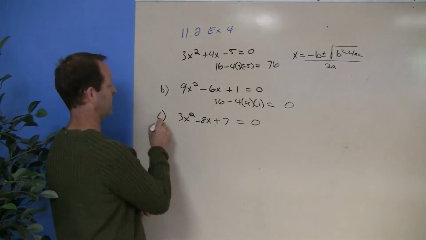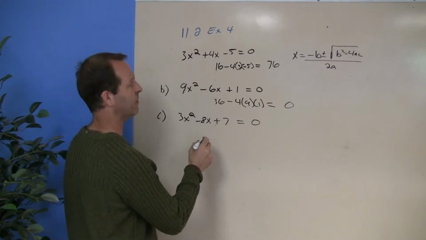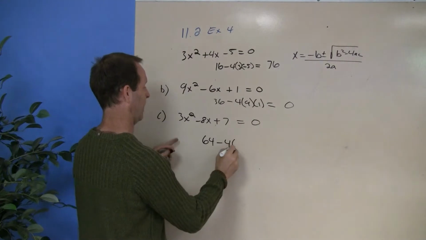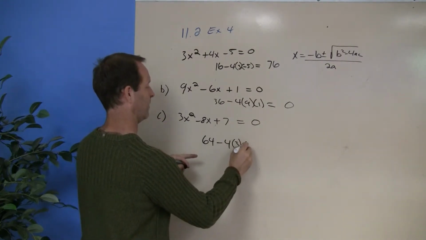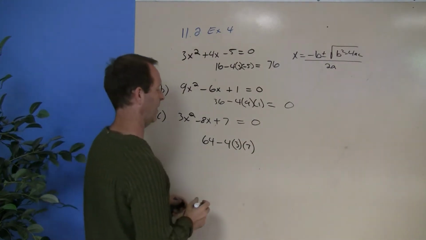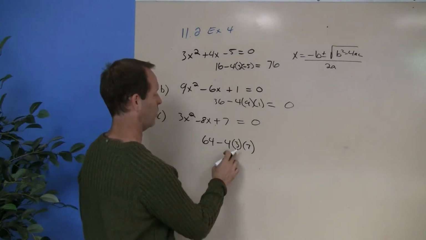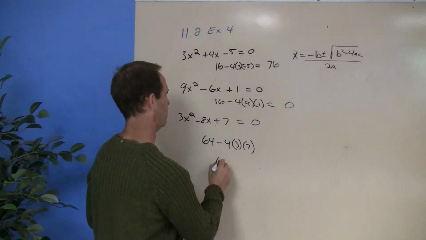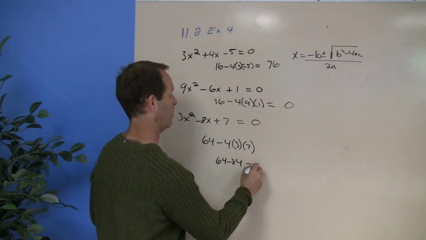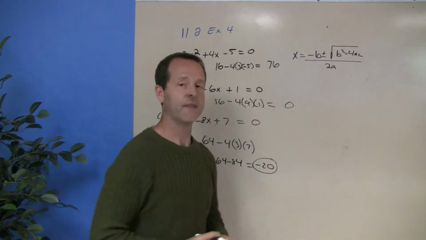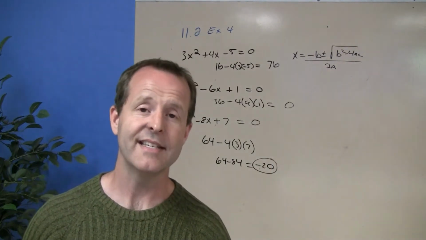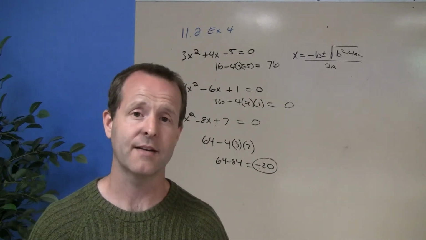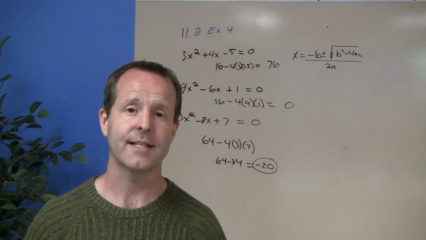The third example, c, I have b squared, 64, minus 4 times 3 times 7. So that's 64 minus 84, since 12 times 7 is 84. So I have 64 minus 84 equals minus 20. In this case, the discriminant is negative. I'm not really worried about the value. I just want to know if it's positive, negative, or 0. And in this case, it's negative.